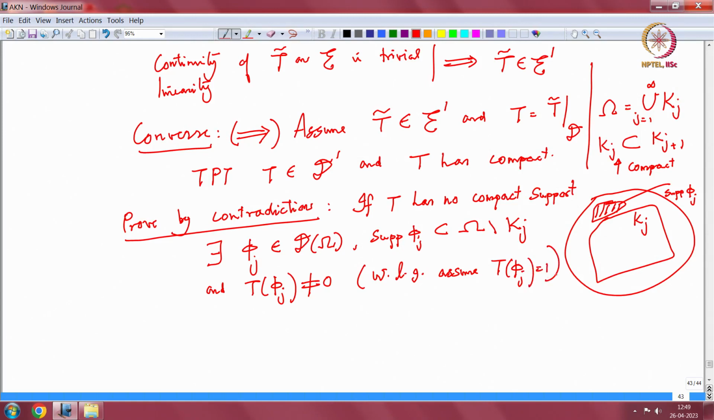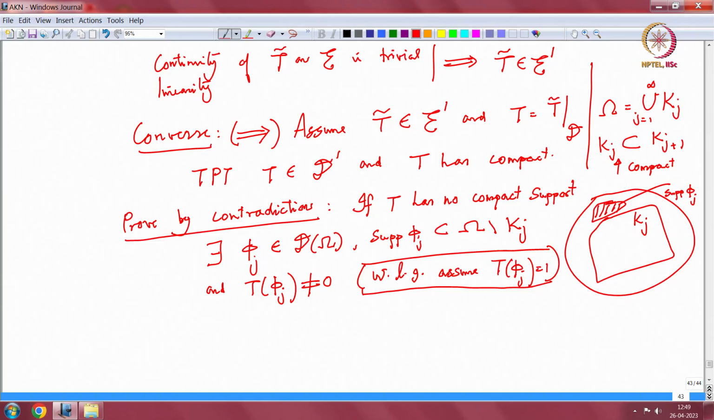If you are not convinced, if T phi_j is not equal to 1, you divide phi_j by T phi_j, because T phi_j is not equal to 0. T of phi_j by T phi_j is a constant, and T phi_j will come out. In PDE you would have seen this many times. So, that is all. What can you tell about now?